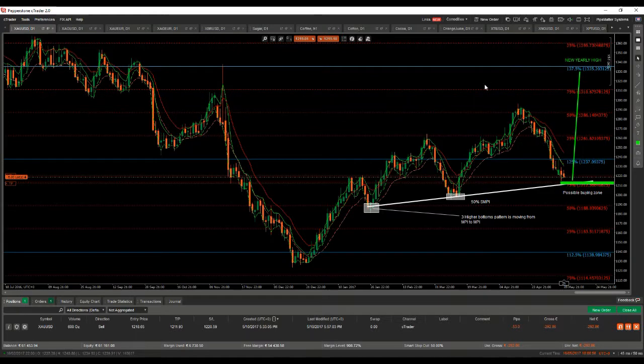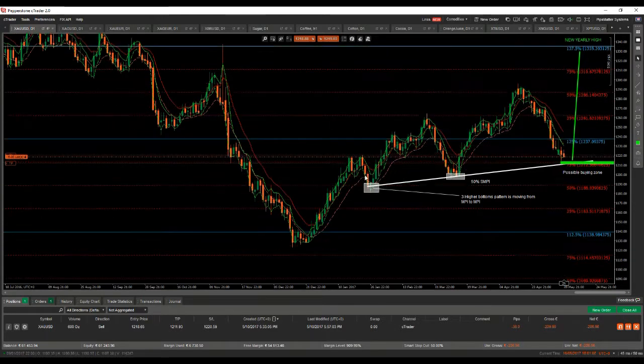Now, as you see here, there's a bunch of lines: new high, possible buying zone, three higher bottoms pattern, 50% MPI, and I'm going to explain them all one by one. Let's start from the back and go forward. The first part is this here.